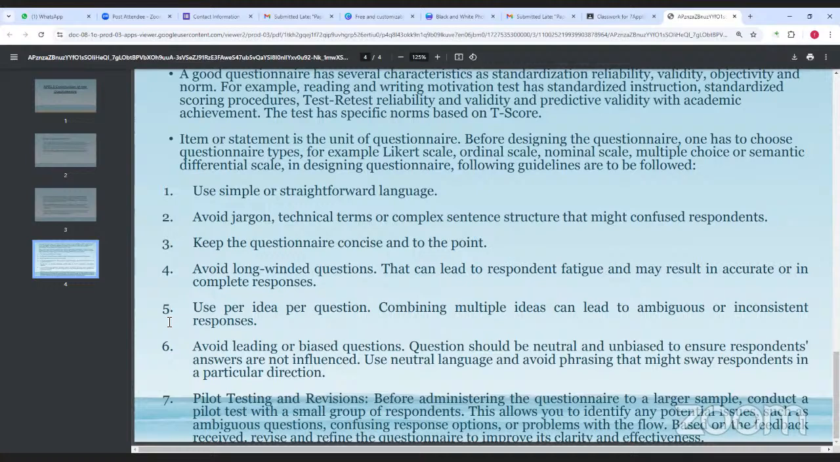That means when you develop the questionnaire and you are to compare people based upon the questionnaire, the instruction will be the same. And the scoring procedure will also be the same. Otherwise, you cannot compare. And the data should be reliable.